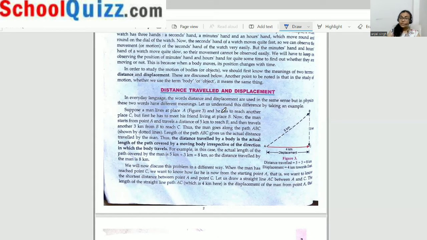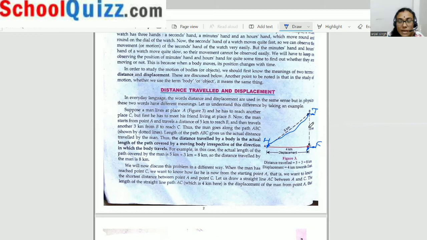Now, to explain this, I'll give you one example. See, this is the point A, this is the point B, this is the point C. Suppose a child is at position A. He has to reach position C, meaning a child from his home has to reach his friend's home. But first he went to the temple. This is the point of the temple, this is the house of the friend, and this is his home. So from home to the temple and then from the temple to his friend's home.